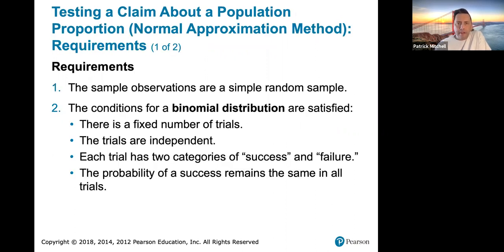The requirements for using the normal approximation method are the same as the ones that we talked about back in section 6.6. The sample observations are from a simple random sample. The conditions for a binomial distribution are satisfied. Remember, those are that there are a fixed number of trials. The trials are independent. Each trial has 2 categories of success and failure, and the probability of a success remains the same in all trials.